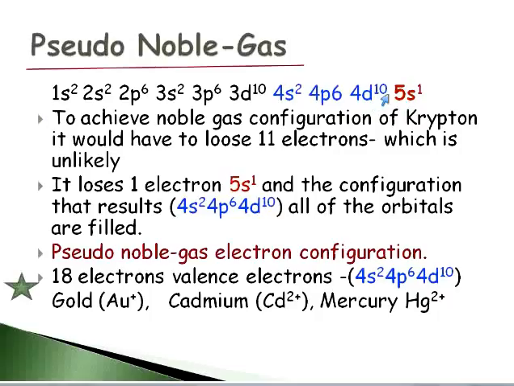Silver, remember, we would actually fill up s1 before d10. However, this is more stable than s2d9. So this would be the electron configuration. To achieve a noble gas configuration of krypton, it will have to lose 11 electrons. With krypton, we want the s2p6 full. So we would have to lose the d10 and the s1. That's where we get those 11 electrons. We would have to lose these two, and then we would have the electron configuration of krypton.